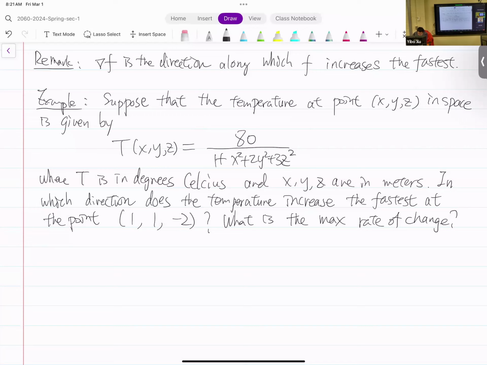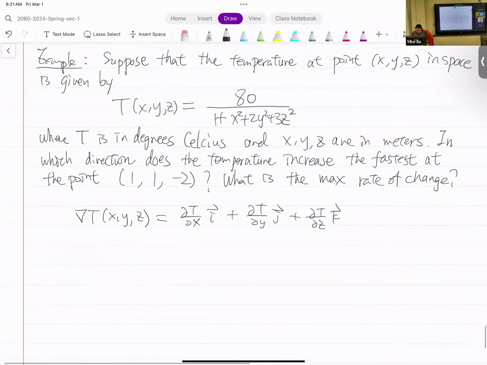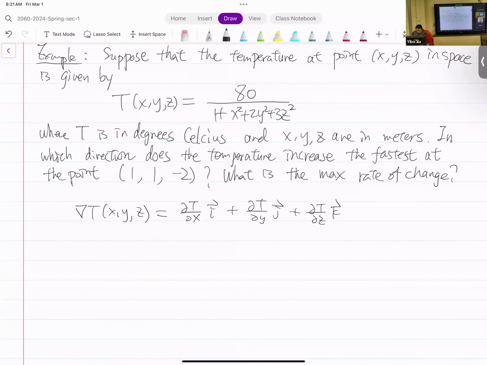So let's calculate the gradient of T. It is going to be, of course, the partial of T with respect to x times i, plus the partial of T with respect to y times j, plus the partial of T with respect to z times k. Okay. So there are 3 components. We need to do the 3 partial derivatives, and we need to do it carefully for this question.